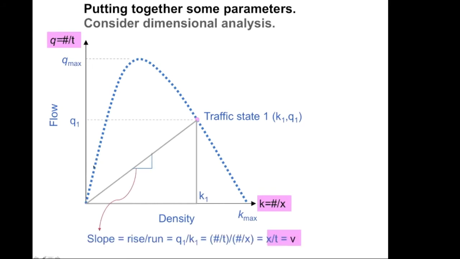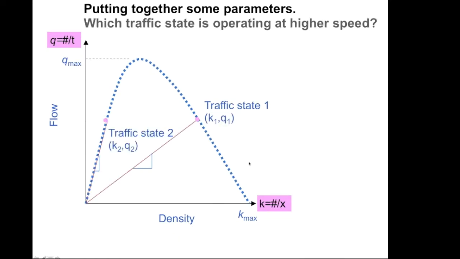And so remember I told you we talk about triangles. So the slope here is the rise over the run, which is Q1 divided by K1. The units of that slope are just number per time divided by number per distance. The numbers cancel out, and so the units of that slope are distance per time, which is just the speed. So for any traffic state on this QK diagram, as we call this, the slope of the line connecting the origin to the traffic state is the speed at that traffic state. So the slope of this hypotenuse is V1.